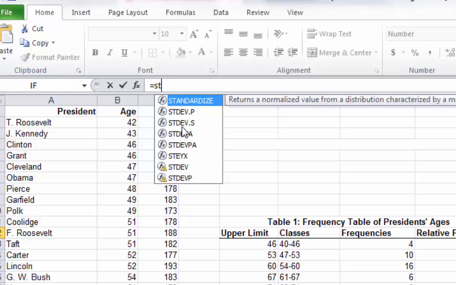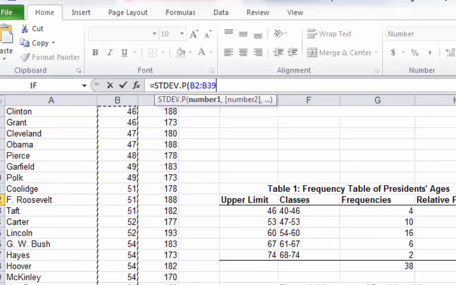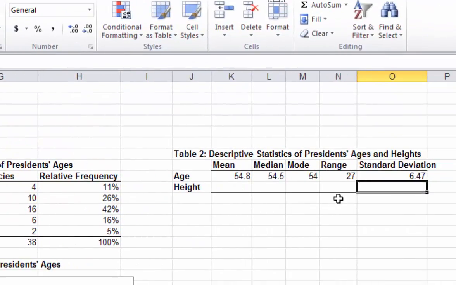It's a population because we have all 38 members of the population. All of the US presidents are in this data set. If we had taken a sample of, say, 10 of the 38, that would be a sample, and we would use the standard deviation.s. But we don't have that. We have all of them, so that's a population. So double click on that one, and then select all of the age numbers, close the parentheses, hit enter.